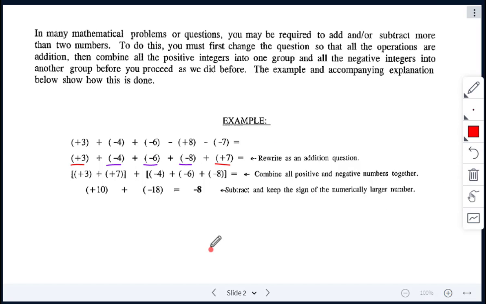All right, once you've done that, you're going to work with those groups separately. So positive 3 and positive 7 gives me positive 10. Negative 4 plus negative 6 plus negative 8, you're just going to add them together and give it a negative. So that was negative 18. Lastly, positive 10 plus negative 18 gave me negative 8.